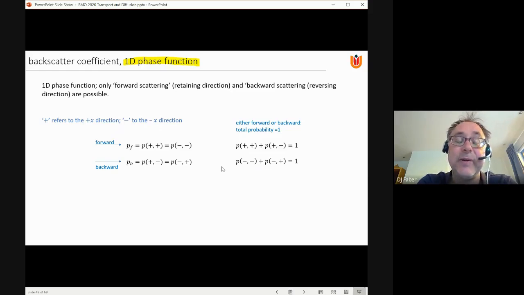And likewise, backscattering would mean either initially traveling in the plus z direction but then being scattered into the minus z direction, or initially a photon traveling in the minus z direction but scattering into the plus z direction. So these are the two possibilities, or the four possibilities basically.